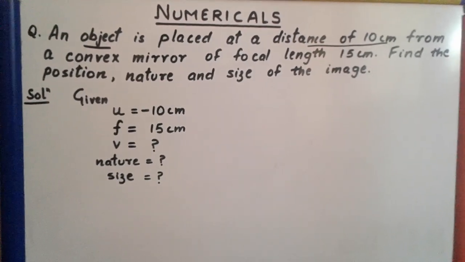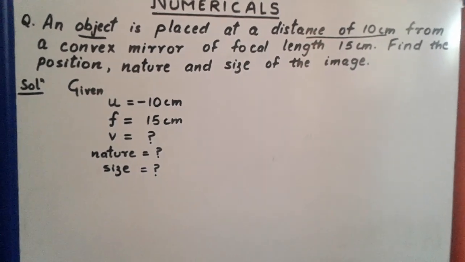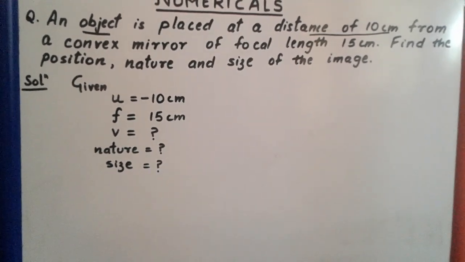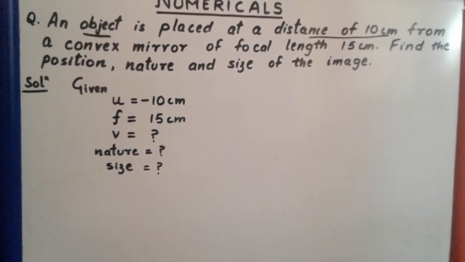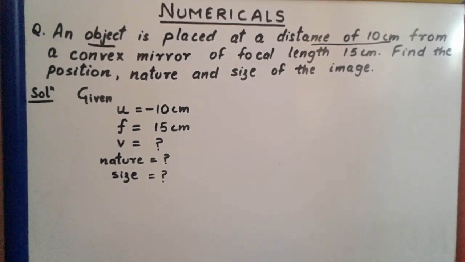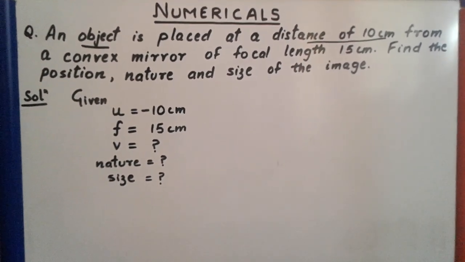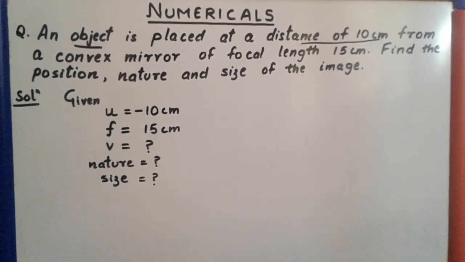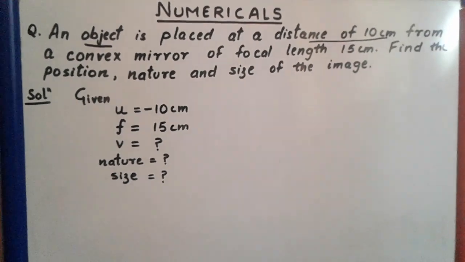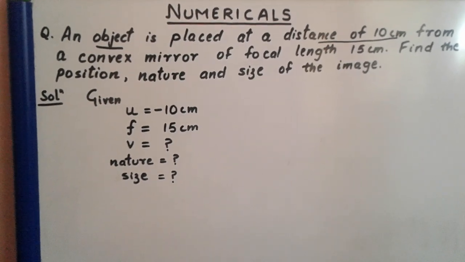After writing the value of f is equals to 15 cm, now the three things that we have to find here are position, nature and size of the image. The position of the image means the value of v, nature means whether it will be real or virtual, and size of the image, that is we need to find out the hi, height of the image. But since here Ho, the height of the object, is not given, we will be finding out the size of the image with respect to the magnification. Let us solve the numericals now.